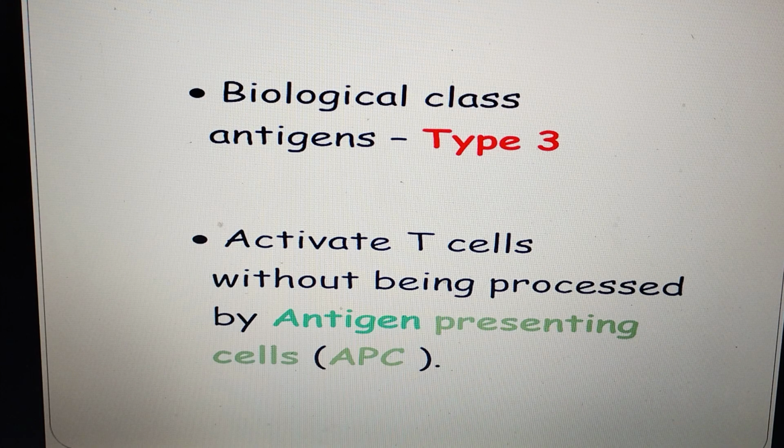Normally, once the antigen is captured by our body, it will be processed by our antigen presenting cells, then it will present to our T cells. But this superantigen will directly activate the T cells. It will bypass the first process, that is antigen presenting cells. So what are the antigen presenting cells? The antigen presenting cells are dendritic cells, which are the most common cell.